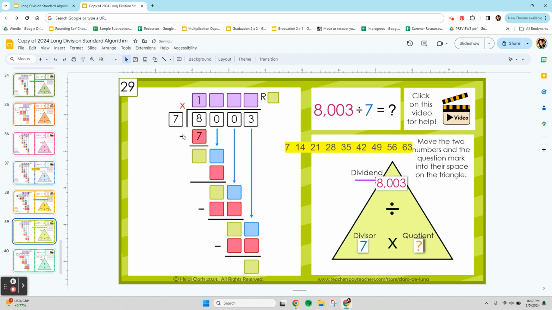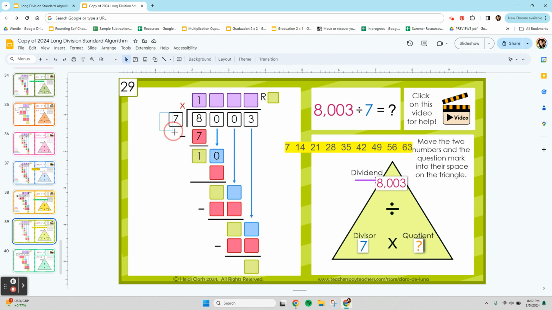Our next step is to subtract. 8 minus 7 is 1. And our last step is to bring down. Now we start over again. So we're going to divide. Think to yourself, what is it that we're going to divide?